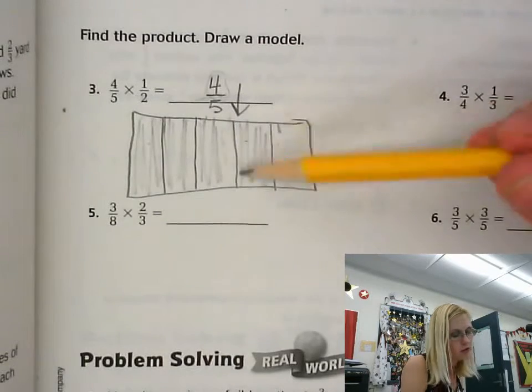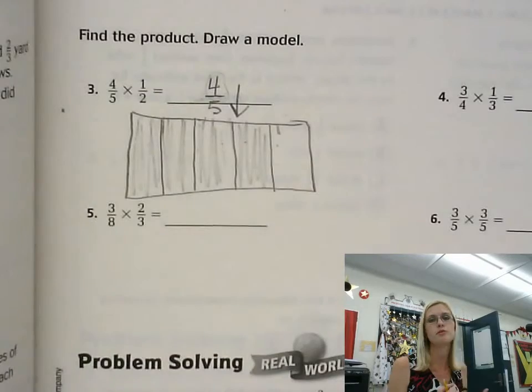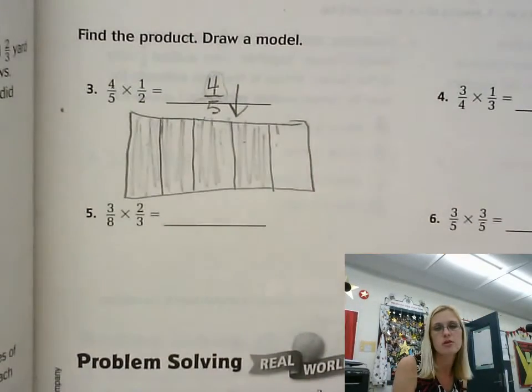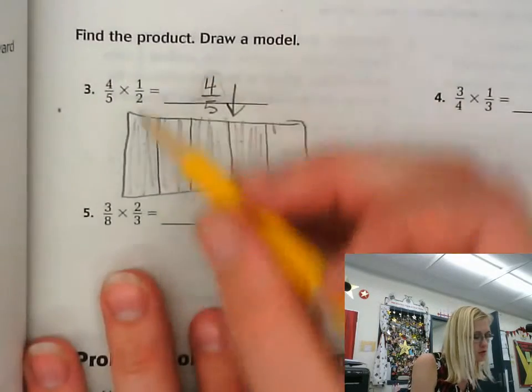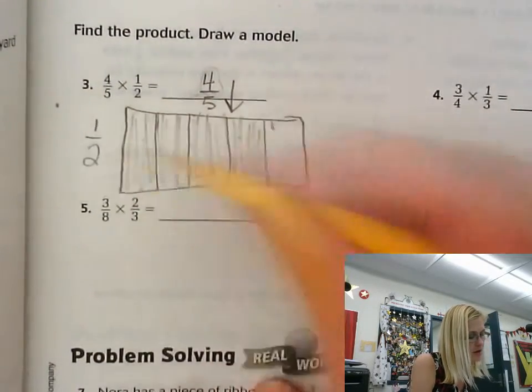Now you can do this with colored pencils, two different colors. I happen to have put mine away, so I don't have them with me right now. But since I don't, I'm just doing light shades so that I can see where the overlap is. Now I'm going to go to the other number, 1/2, and I'm going to label it on the other side.